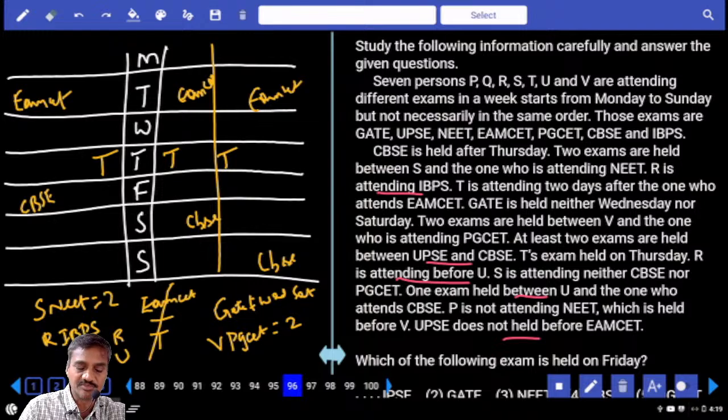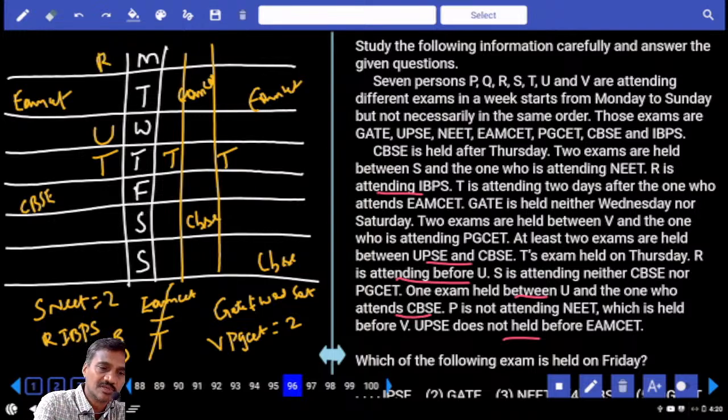And next one, R is before this U. R is IBPS, and one examination between U and CBSE. Now between U and CBSE, there must be exactly one examination. This case is not possible. Then U must be here. Now if U is here, then R must be here. R is IBPS. Are you getting this one or not? R is IBPS.